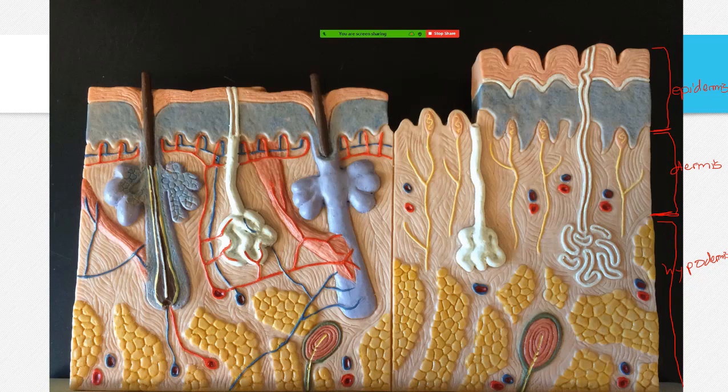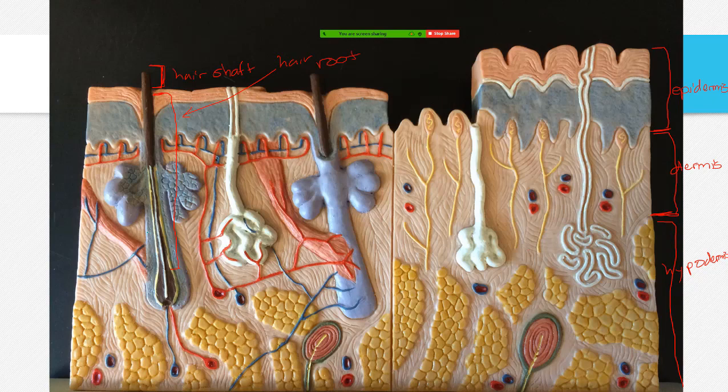All right, let's look at some of these other structures now. Okay, we could see here, what is this region of the hair? Okay, so what is this region here called? Very good. This is the hair shaft. How about this region here of the hair? What is this region of the hair? Yeah, that would be the hair root.